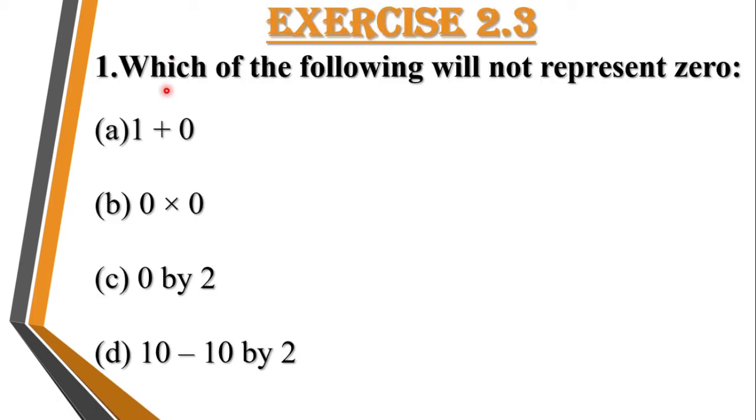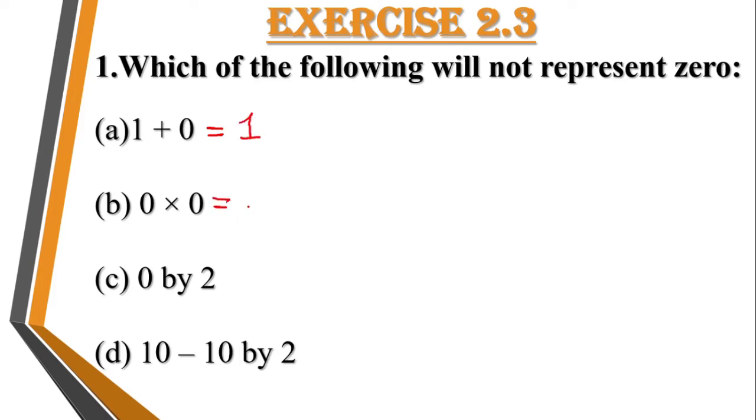Now the first question is, which of the following will not represent 0? Here we have some questions and we should solve them and then we'll get to know our answer, right? And we should say which of them will not represent 0. Now first we have 1 plus 0. Any number added with 0 will give the number itself, and here it is 1. So 1 plus 0 is 1.